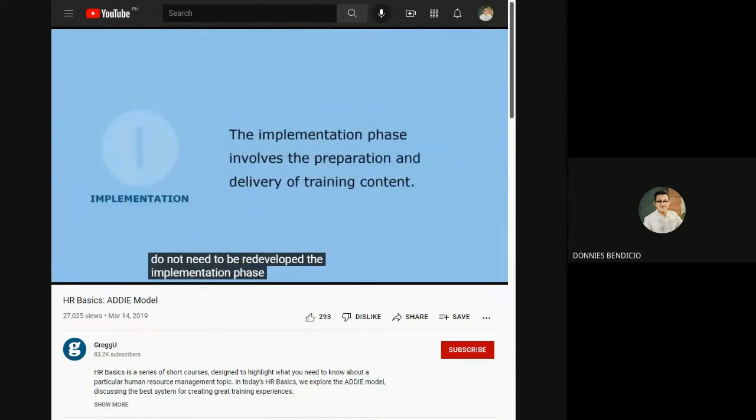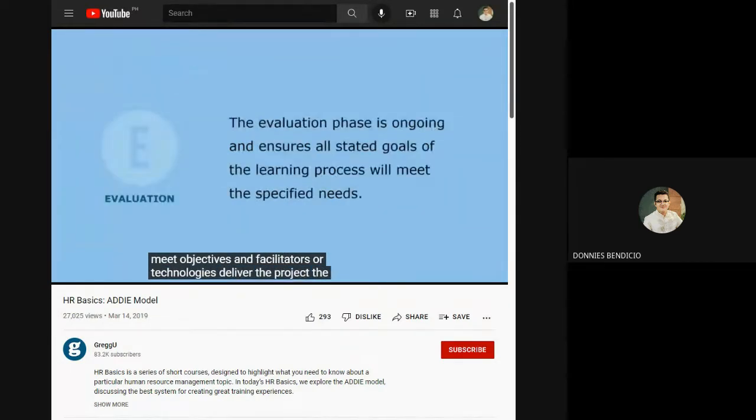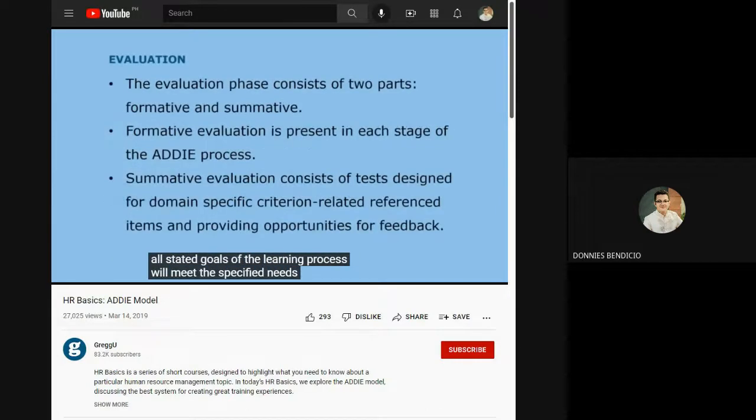The implementation phase involves the preparation and delivery of training content. The most familiar of the elements is implementation. At implementation, the design plan meets the learner, and the content is delivered. The evaluation process that most designers and learners are familiar with takes place in this element. Evaluation is used to gauge the degree to which learners meet objectives and facilitators or technologies deliver the project. The evaluation phase is ongoing and ensures all stated goals of the learning process will meet the specified needs.